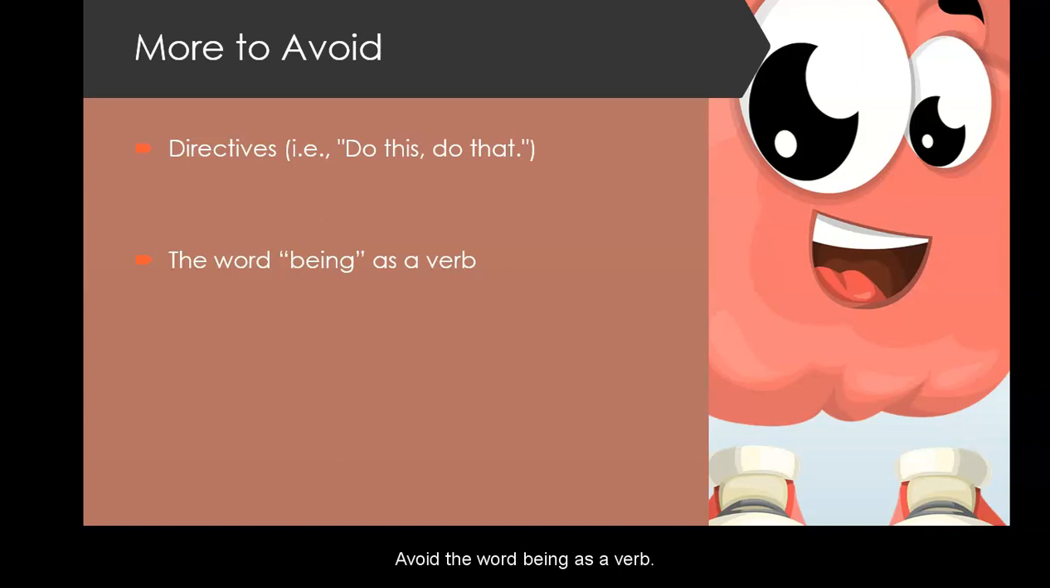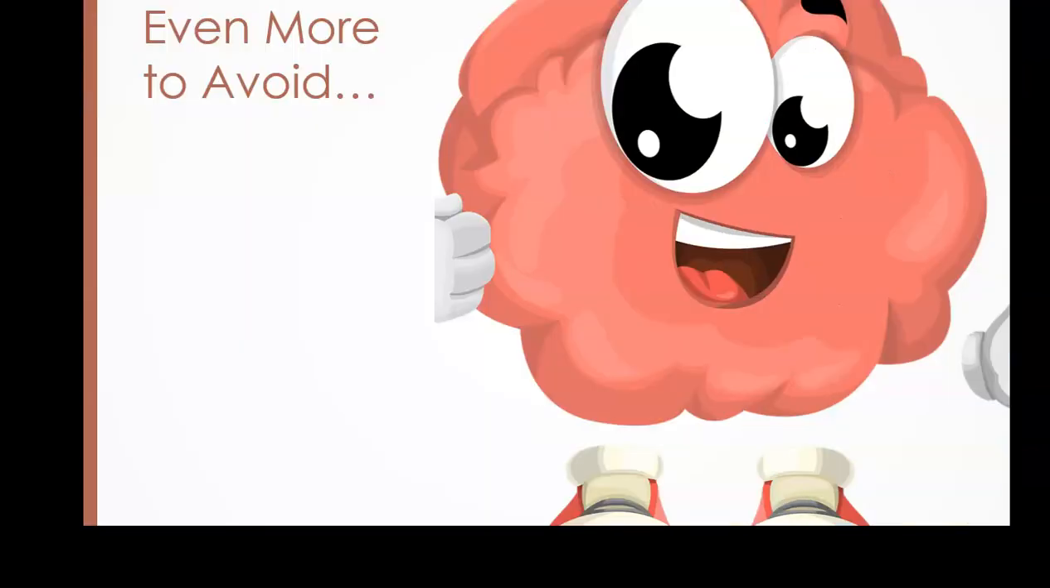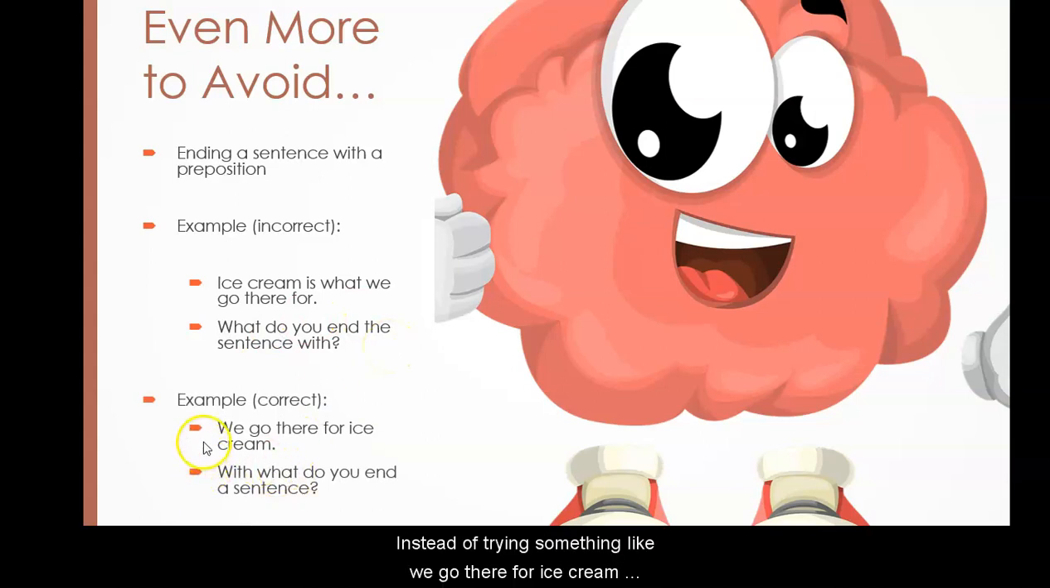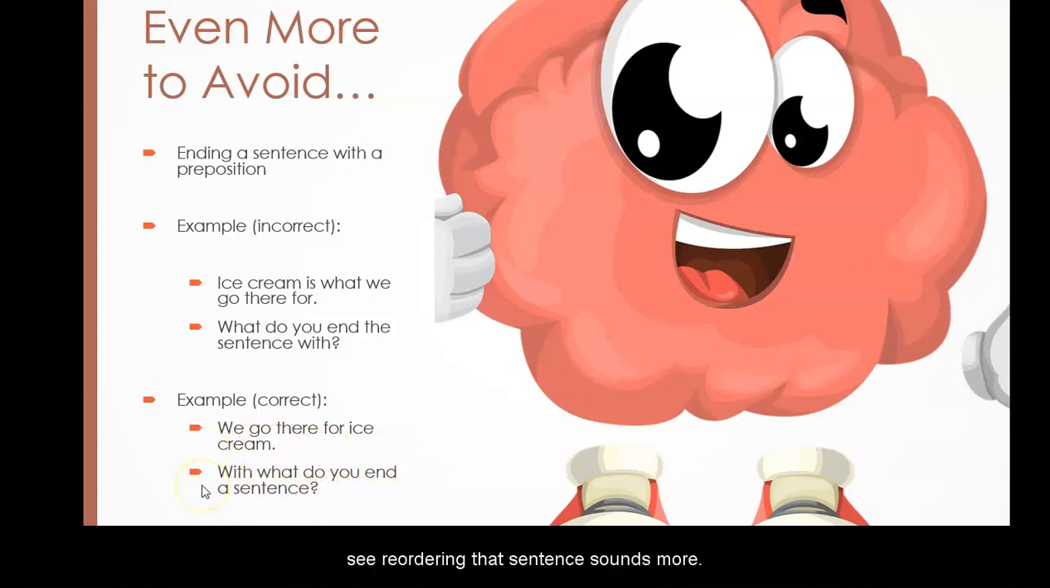Avoid the word being as a verb. Avoid informal conversational tone or slang. Avoid wordiness. Avoid ending a sentence with a preposition, such as "Ice cream is what we go there for." For is a preposition. What do you end the sentence with? With is a preposition. Instead, try something like "We go there for ice cream." So you end on the noun, not the preposition. And you can see reordering that sentence sounds more academic.